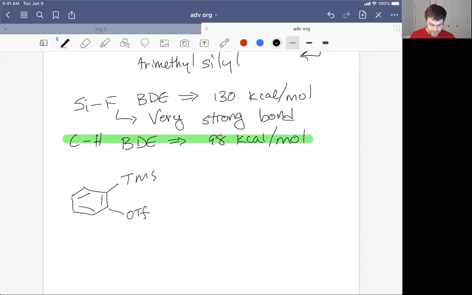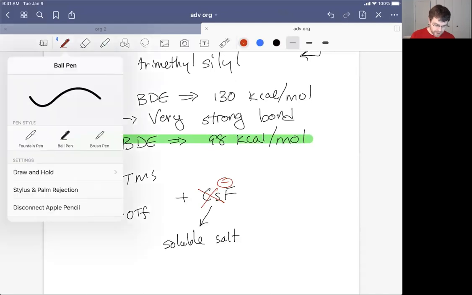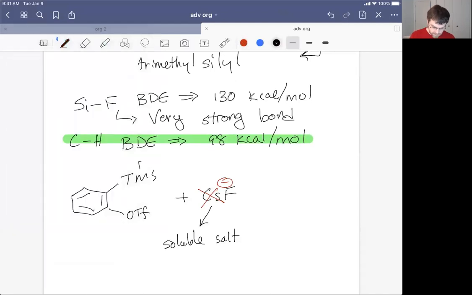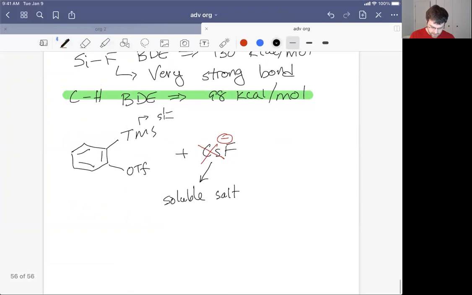Okay, if you react this molecule with a salt called cesium fluoride, or any other of a number of fluoride sources, cesium fluoride's quite good because this is a soluble salt. What you can do is cross out the cesium and consider the fluoride anion. Now, TMS is the same as, I should have drawn it this way, Si with 3 methyl groups attached to it. So let me just redraw that down here. So we have OTf.